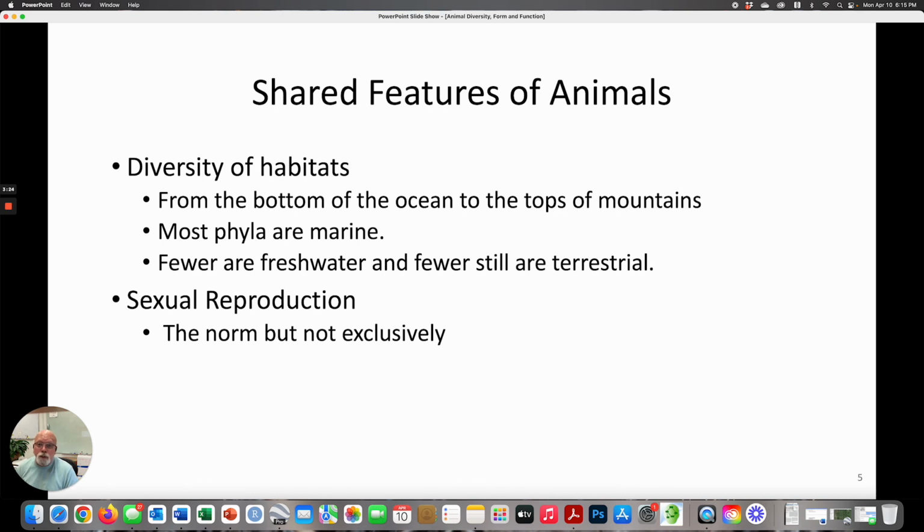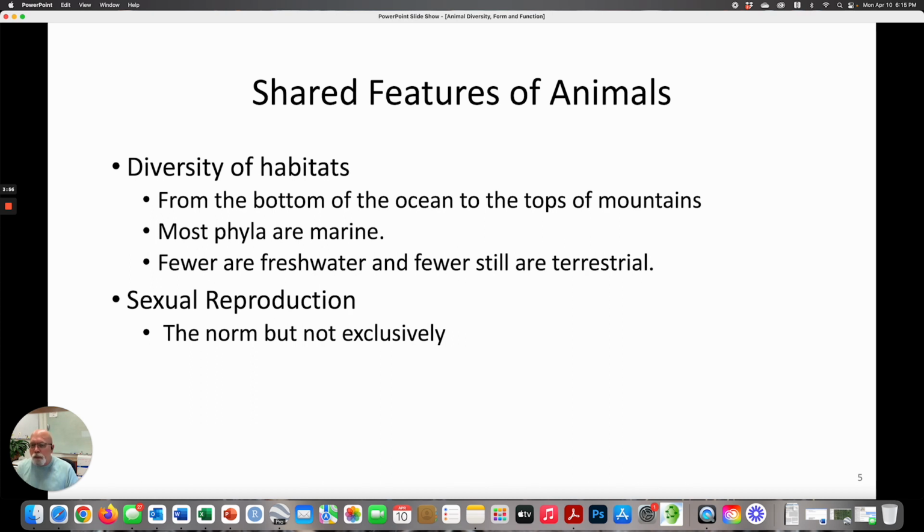Animals live in a diversity of habitats, all the way from the bottom of the ocean to the tops of mountains. Most of the phyla are marine. Fewer phyla are in freshwater, and fewer still are terrestrial. So when we think about the big groupings of organisms, which is what phyla are, most of those phyla are marine. But within the terrestrial phyla, which there aren't very many of, that's where most of the diversity of species is located.